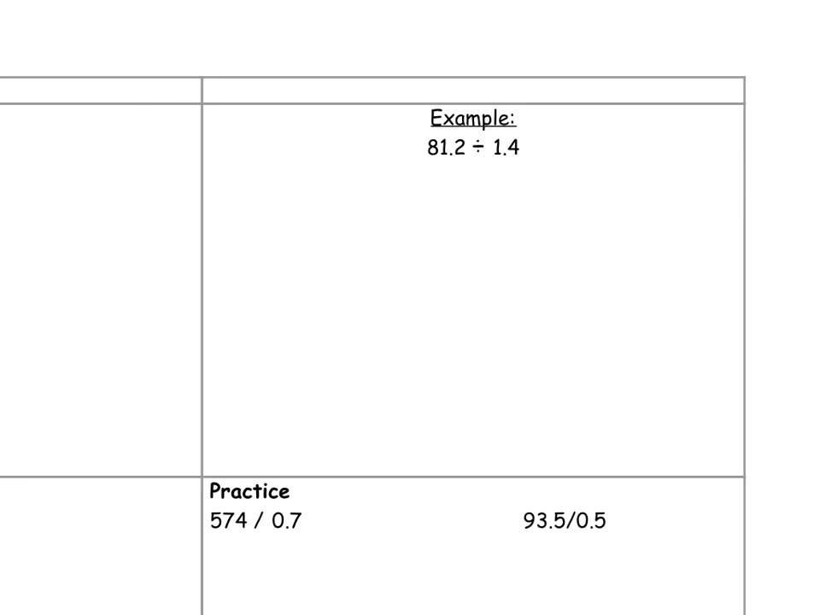Make sure you have those previous notes open because we are going to practice. So we have 1.4 divided by 81.2. So first we have to move our decimal to get a whole number.